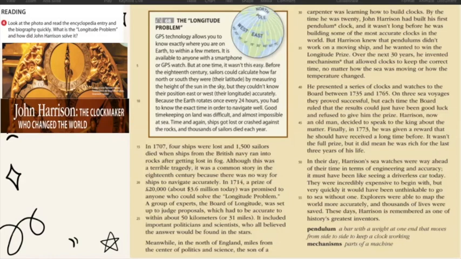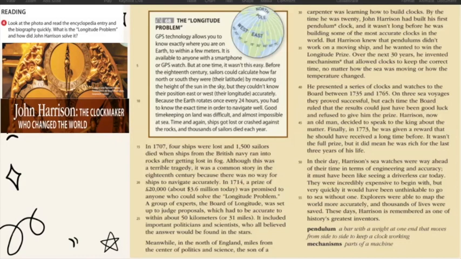Good timekeeping on land was difficult and almost impossible at sea. Time and again, ships got lost or crashed against the rocks, and thousands of sailors died each year. In 1707, 4 ships were lost and 1,500 sailors died when ships from the British Navy ran into rocks after getting lost in fog. Although this was a terrible tragedy, it was a common story in the 18th century because there was no way for ships to navigate accurately.